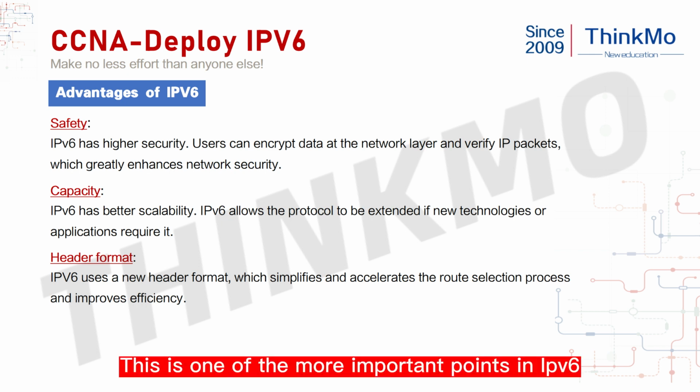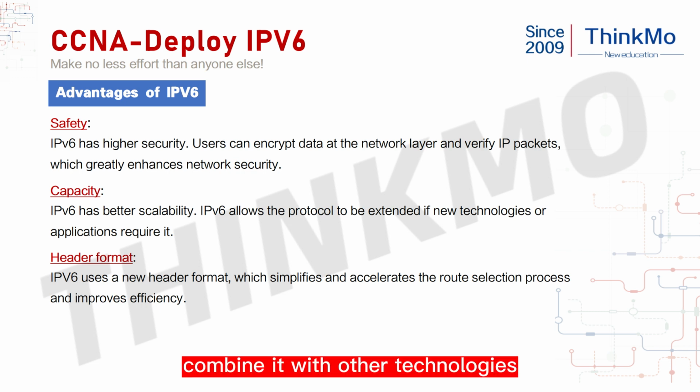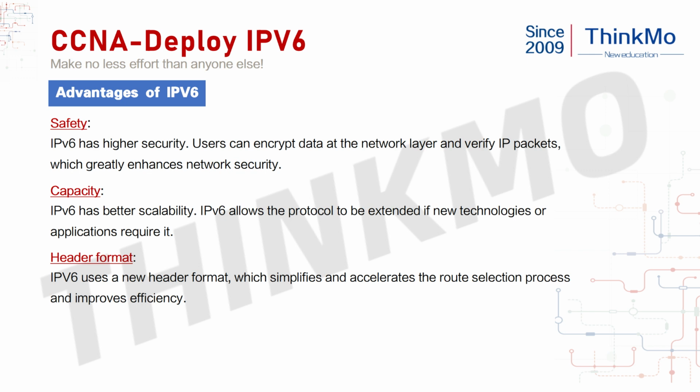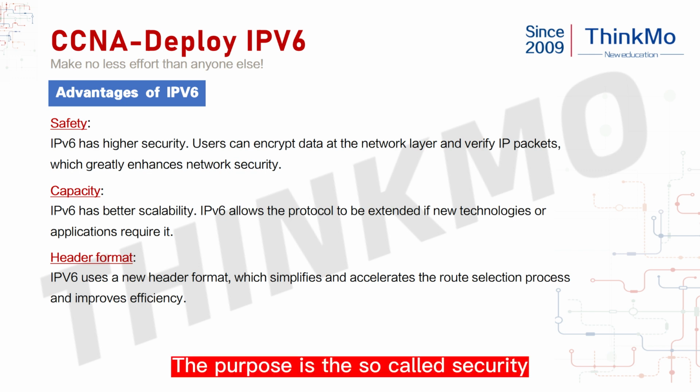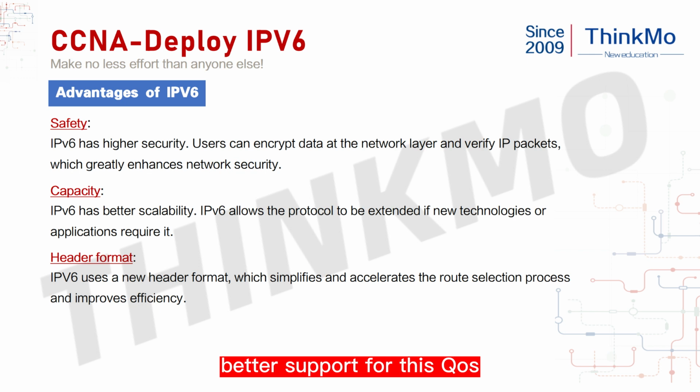This is one of the more important points in IPv6. It means the IPv6 network has native security features. Unlike IPv4, which must be combined with other technologies, the purpose is the so-called security. What is this mainly about? For example, IPsec.